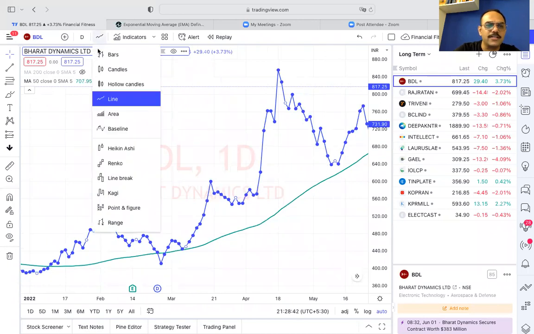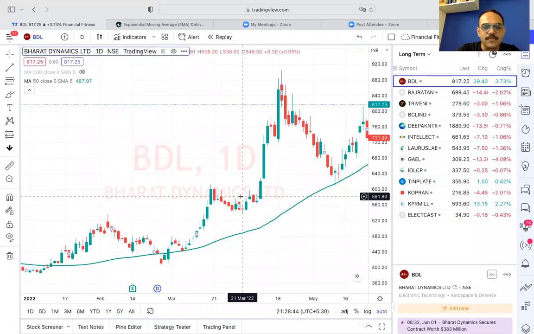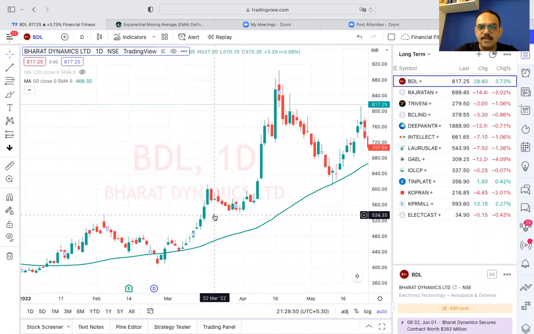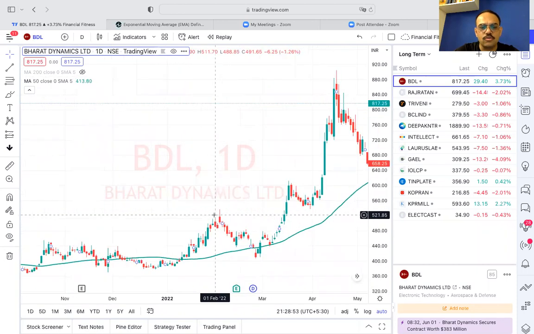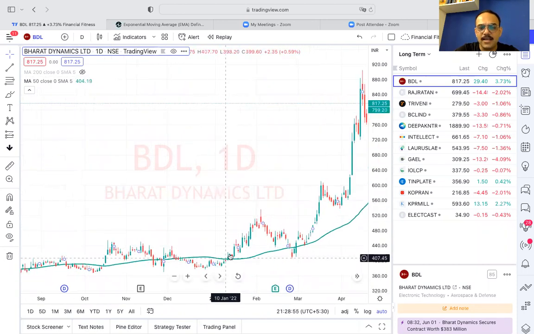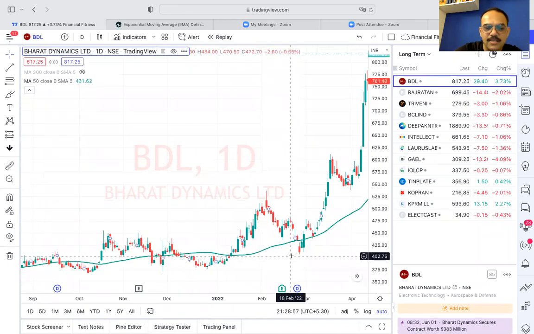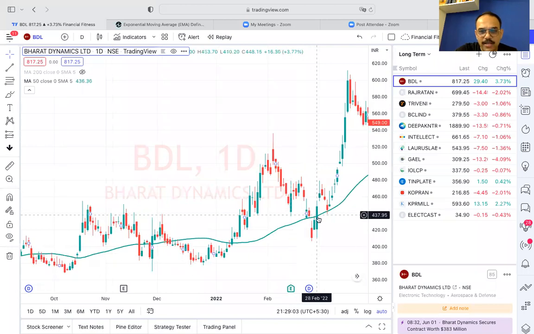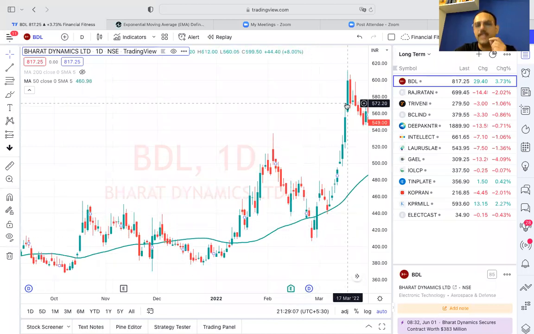Okay, let me change it to candles. See, buy when it closes above the 50-day moving average, sell when it is closing below. So you can buy here, you can sell here. One simple method is there. Now you will say, okay, how to avoid this whipsaw? How to avoid selling here when we saw it going up?